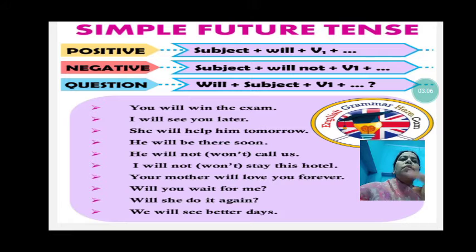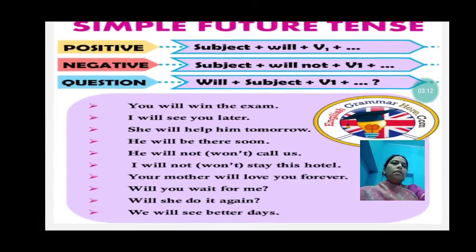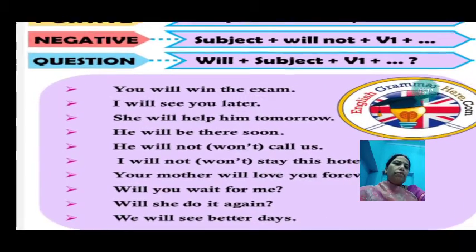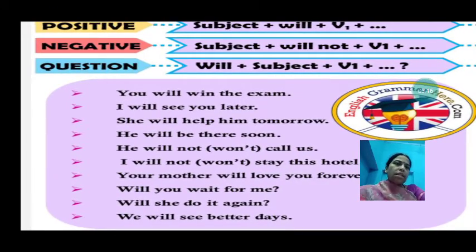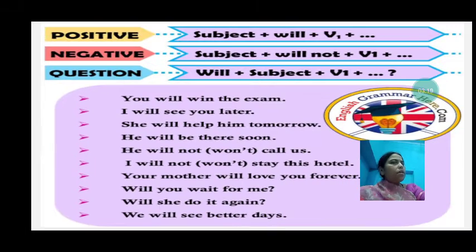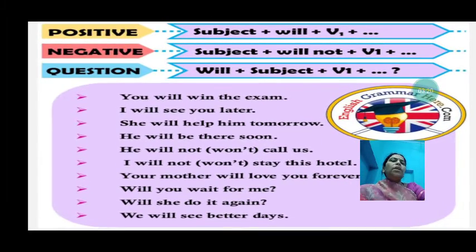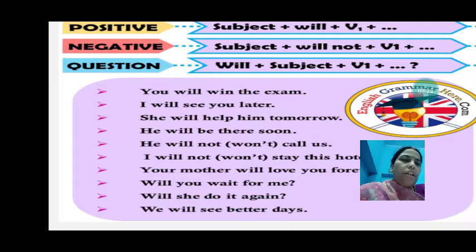Then in the question: will plus subject plus V1. So will is used in the question form or interrogative form. When we are asking a question, we use will. Like, will you wait for me? Will, plus the subject you, plus wait is the verb, for me is the object.